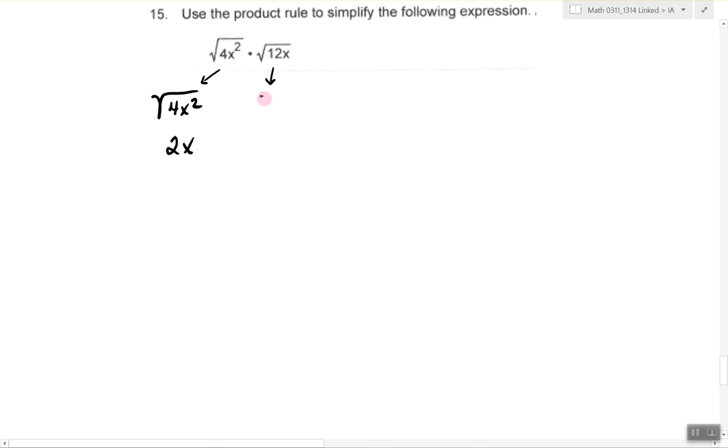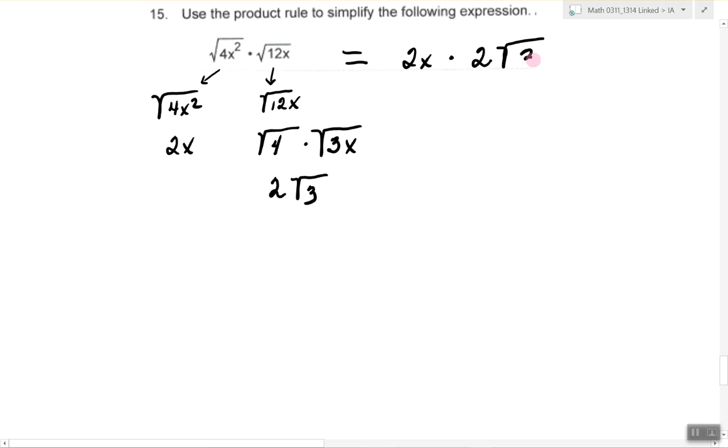This factor, it's the square root of 12x. Well, 12's not a perfect square, x is not a perfect square, but I can break 12 into 2 factors, one of them being a perfect square. So it is 4, perfect square, times 3. The x is not a perfect square, so it goes back here in the non-perfect square radical. Take the square root of 4 is 2, square root of 3. All right, that means that I have 2x times 2 square root of 3.